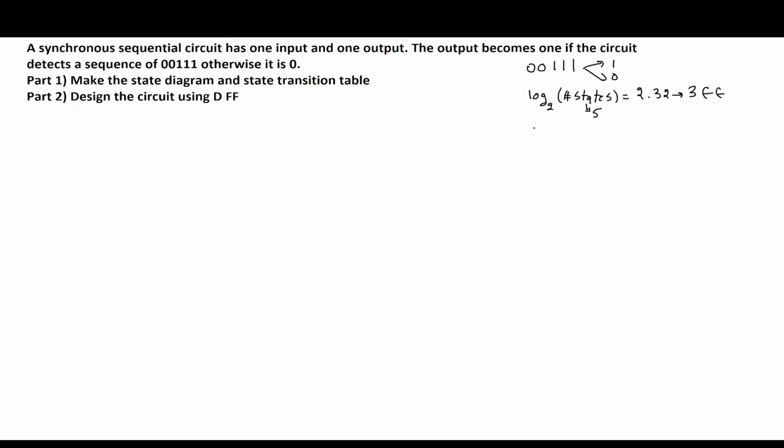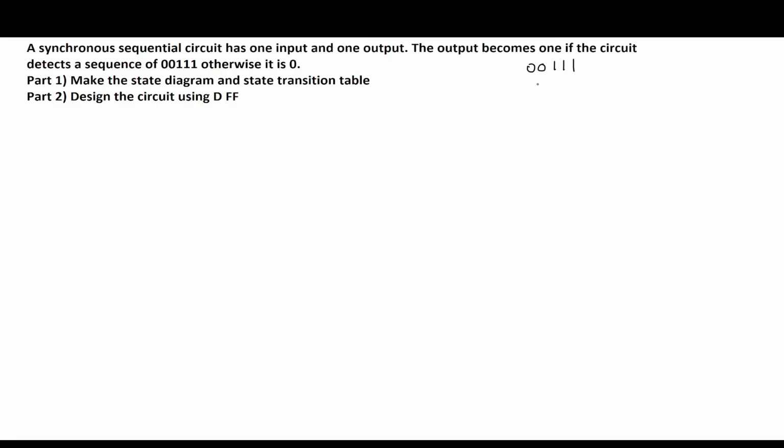Another way to see this: let's say we're going to use 1 flip-flop. We do 2 to the power 1, so this is 2 states, which is not enough. Let's say we use 2 flip-flops. 2 to the power 2 gives us 4 states, which also is not enough because we need 5 states. With 3 flip-flops, 2 to the power 3 is 8 states. This is enough. We use 5, and 3 states remain unused. So now let's get right into it.